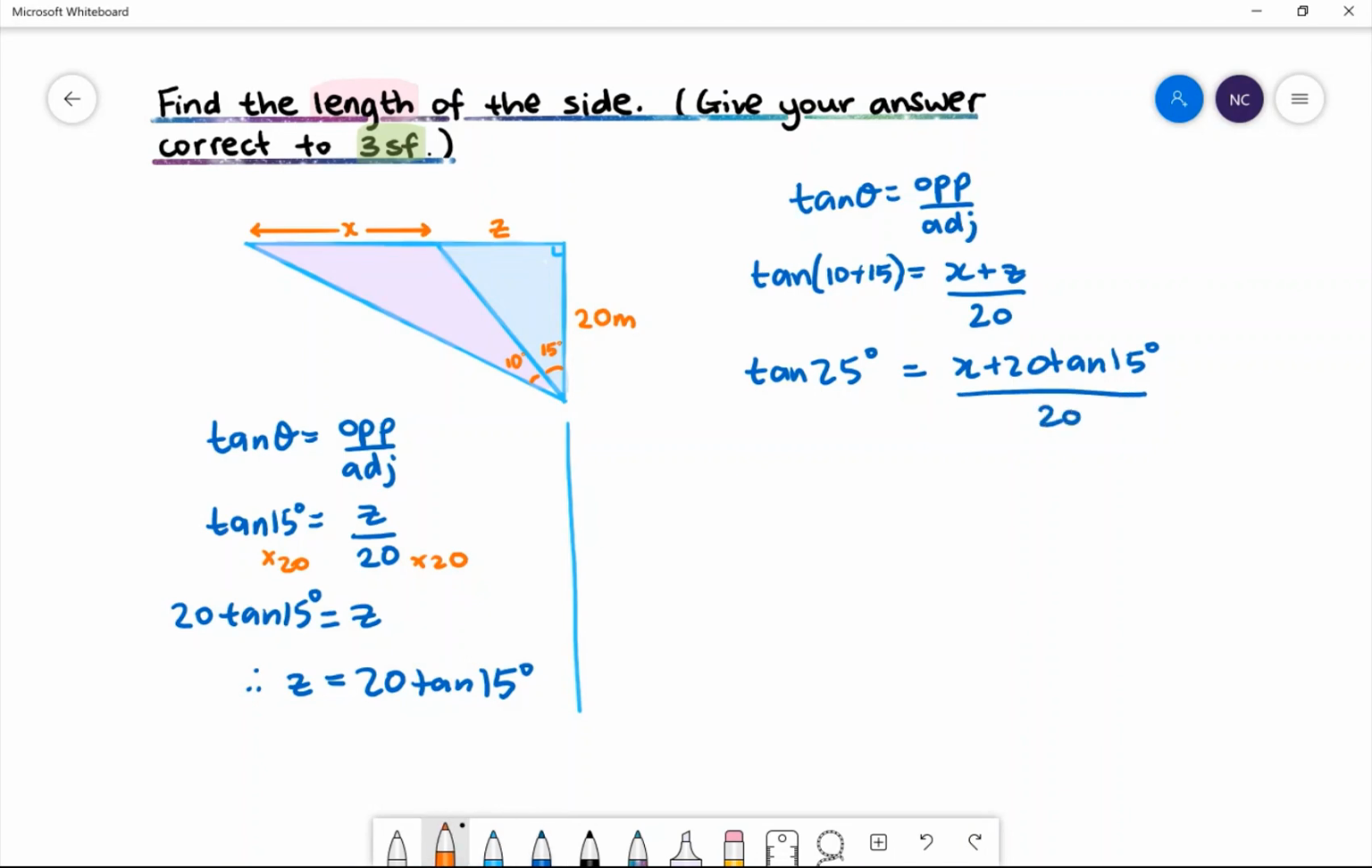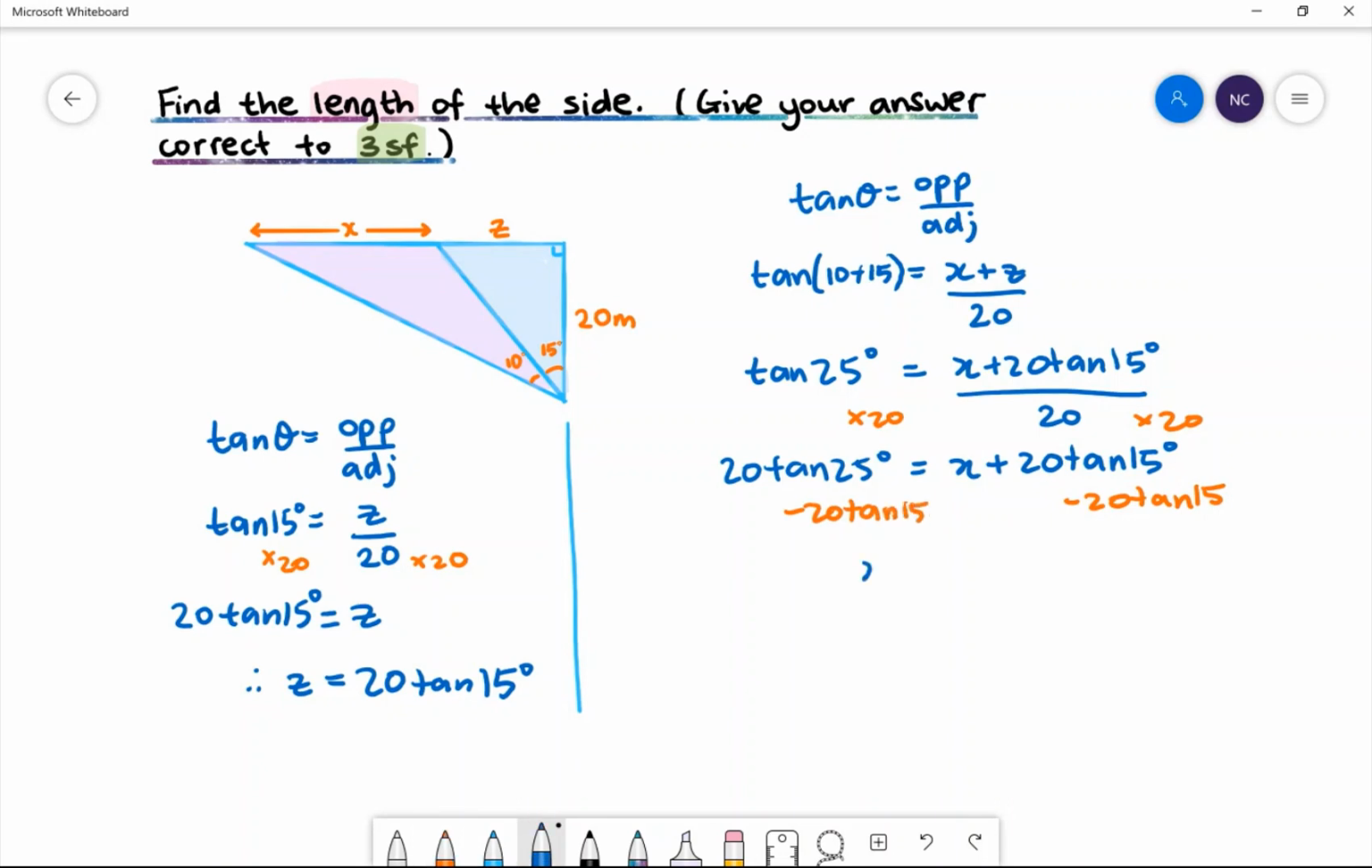To remove 20 from the denominator, we'll multiply both sides by 20. We'll then have 20 tan 25 degrees is equal to x plus 20 tan 15. We need to move the 20 tan 15 away by subtracting 20 tan 15 from both sides. We'll then have x is equal to 20 tan 25 subtract 20 tan 15. This gives us x is equal to 3.967. This will be 3.97, correct to three significant figures.